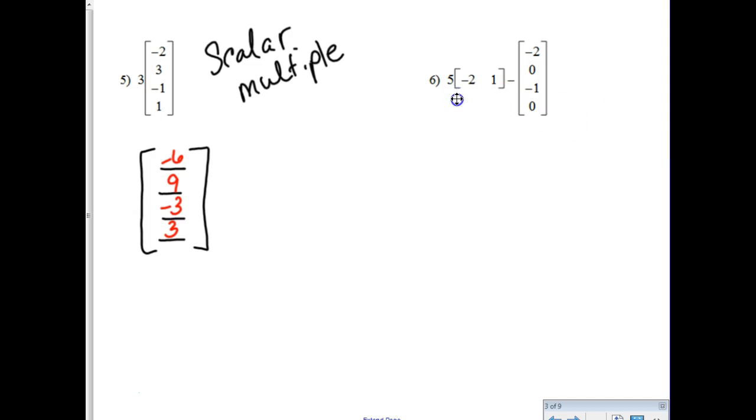All right, this guy, even with a scalar multiple, is a 1 by 2. And this guy is not. So are you going to be able to subtract these two matrices at the end? Nah, so I'm not going to bother doing anything here. This does not exist. You can also say undefined. That's another okay way to describe that.